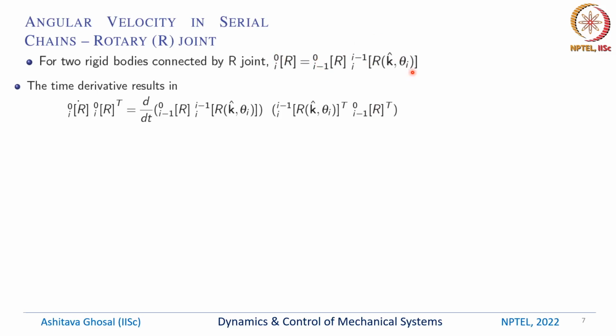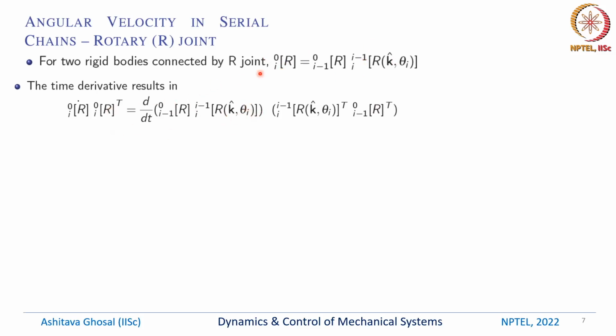Remember, at the rotary joint we are only allowing a rotation of theta i along the k axis. So we can find that rotation matrix and pre-multiply it with the rotation matrix of the i minus 1th rigid body. So 0 to i minus 1 times i minus 1 to i gives me the rotation matrix of the ith rigid body with respect to the 0th rigid body.